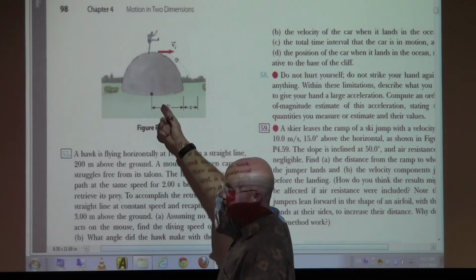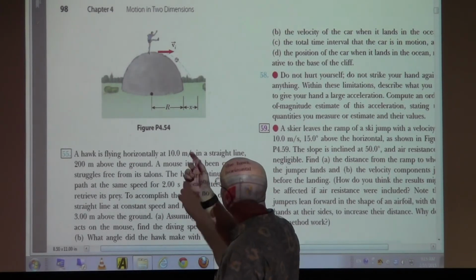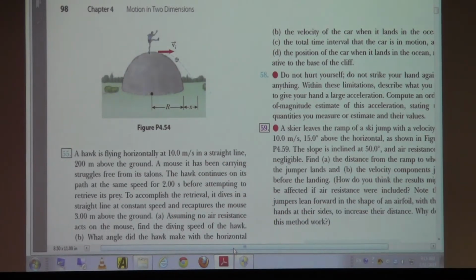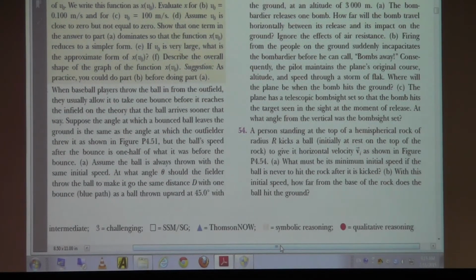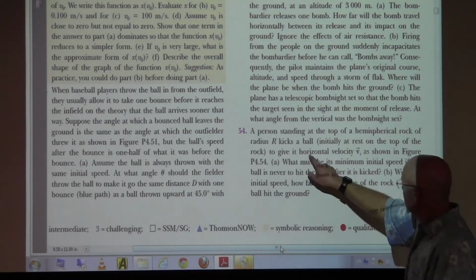So here's somebody standing on this hemisphere-shaped rock. They're right at the very top, and they kick a soccer ball. Now keep that in mind as I go back up here and read the problem. It says, a person standing on top of a hemispheric rock of radius capital R kicks a ball, which is initially at rest at the top of the rock, to give it a velocity, v sub i, as shown. Okay, now notice, it's a horizontal kick.